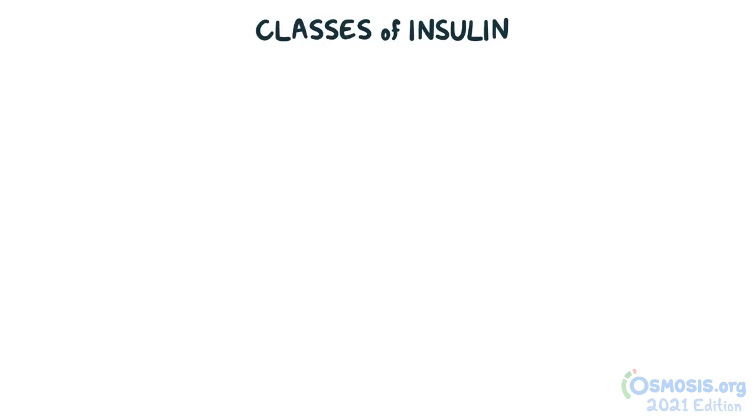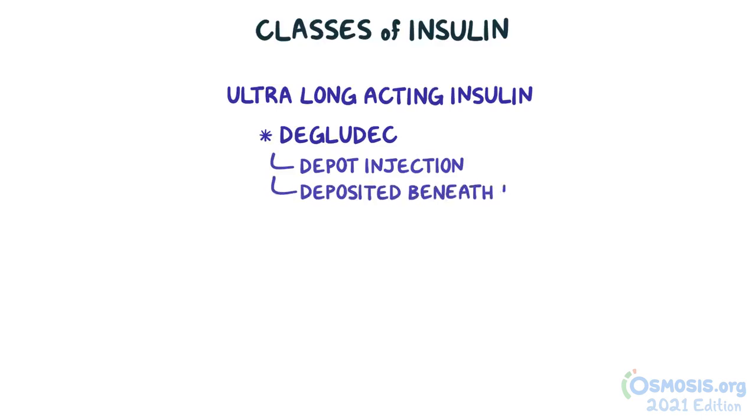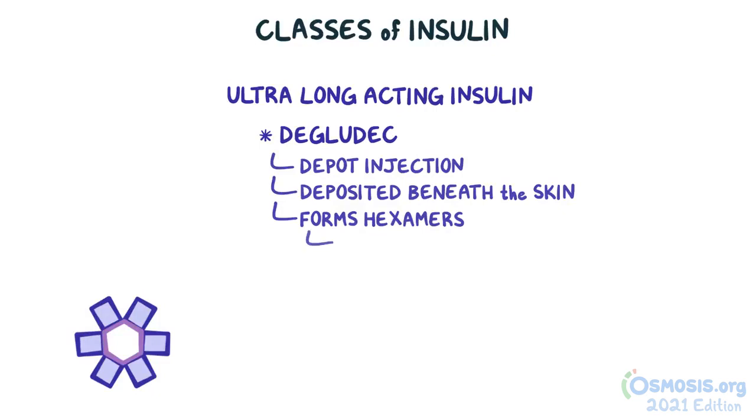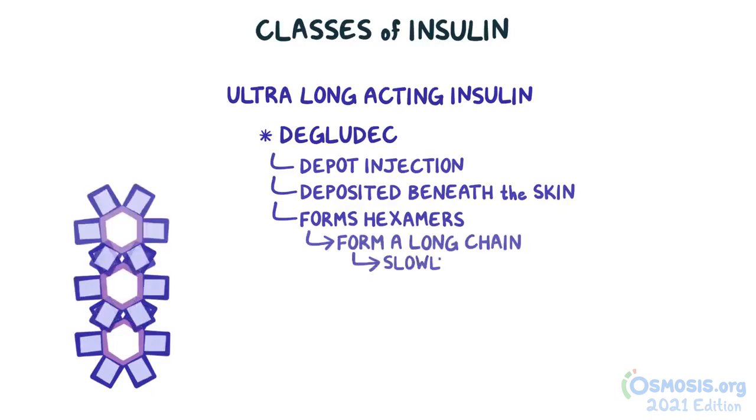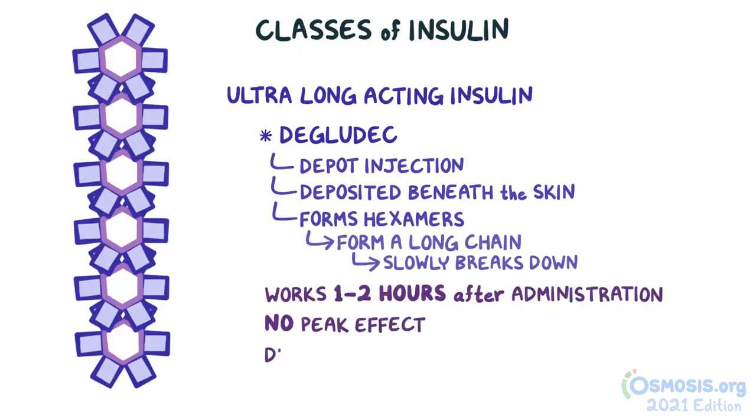A relatively new preparation is insulin degludec, which is considered an ultra-long-acting insulin and is formed by the deletion of a single amino acid from regular insulin. Degludec is a depot injection, meaning the medication is deposited beneath the skin. It forms hexamers like regular insulin, but multiple hexamers combine to form a long chain which slowly breaks down into monomers. Its onset of action is between 1 to 2 hours, with no peak effect. Its duration of action lasts up to 48 hours.